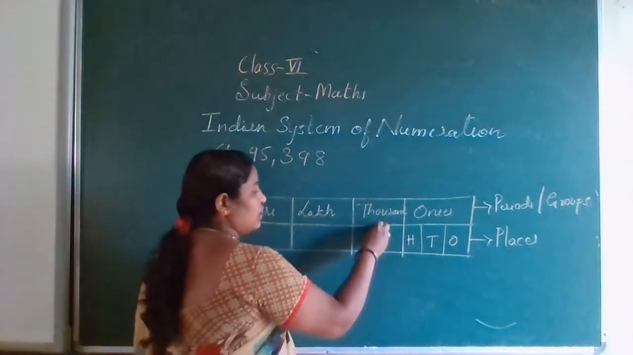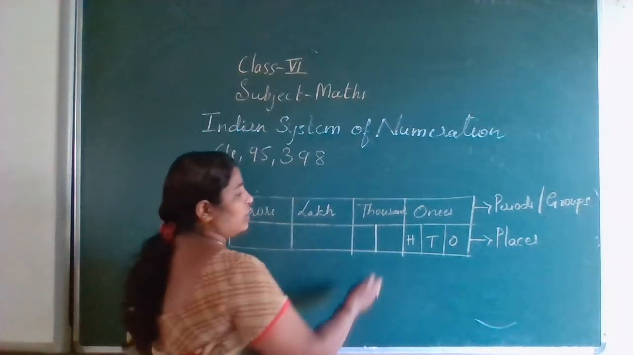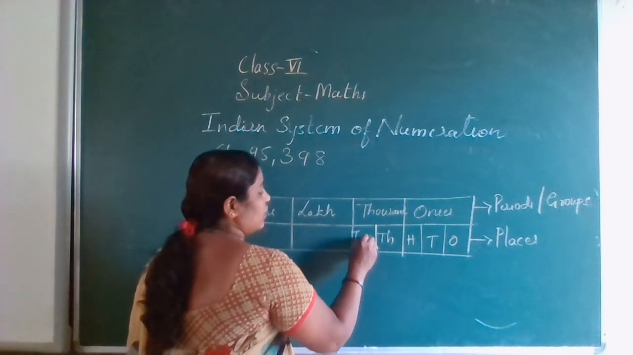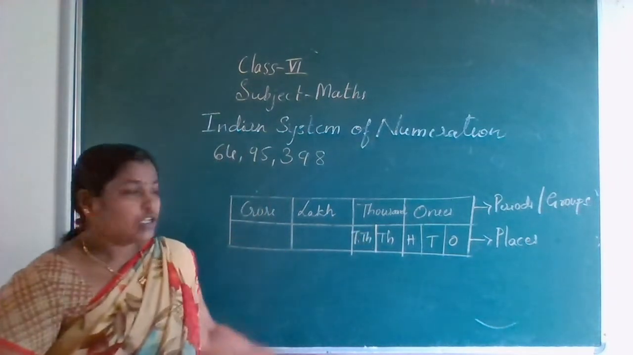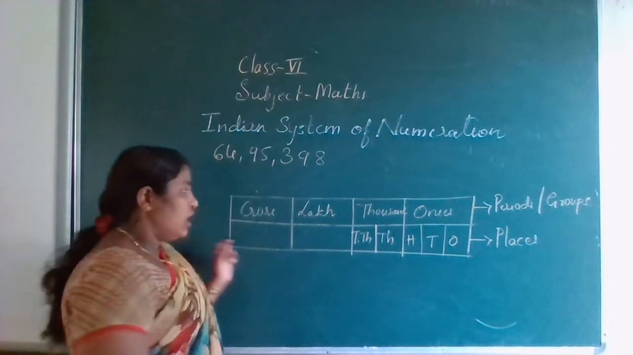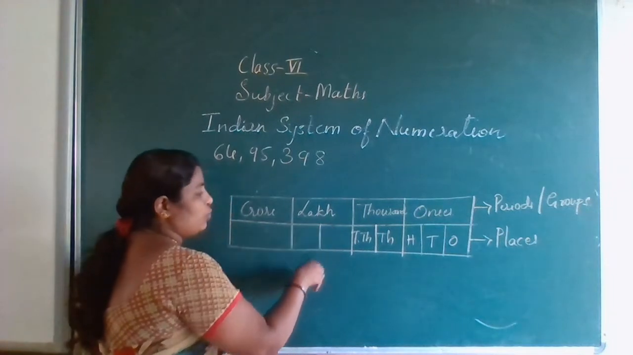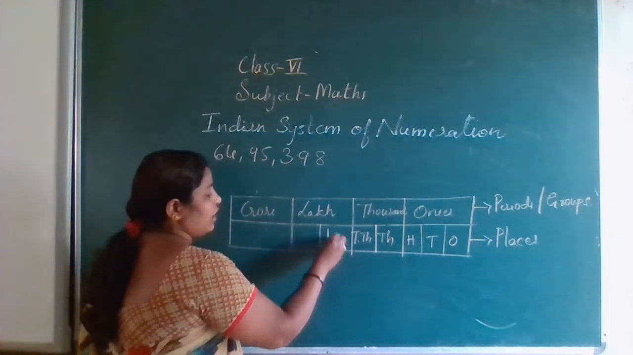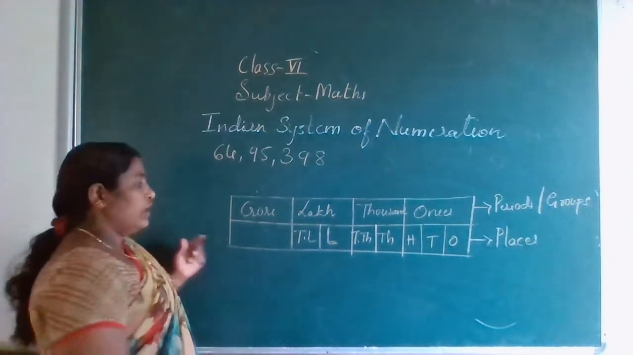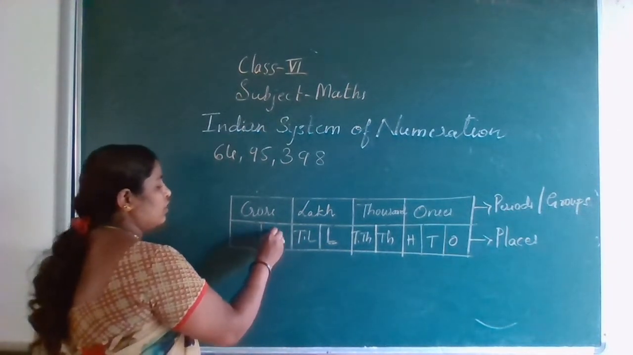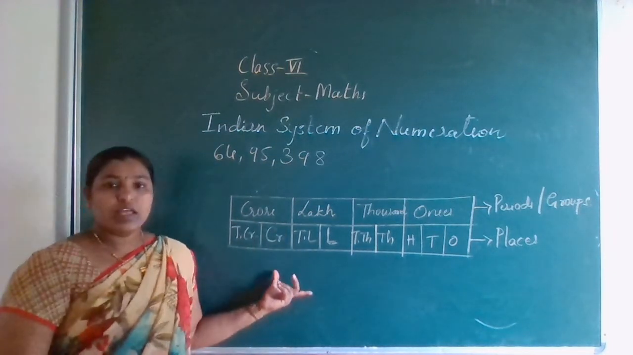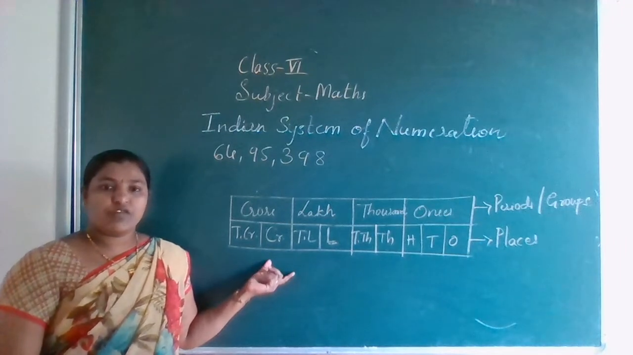In thousands we made only 2 places, thousands and ten thousands. So the thousands group has thousands and ten thousands. Next, lakh is also the same, 2 places: 1 lakh, 10 lakh. Next, crore is also the same: crore, 10 crore. Okay, this is the Indian system of numeration.